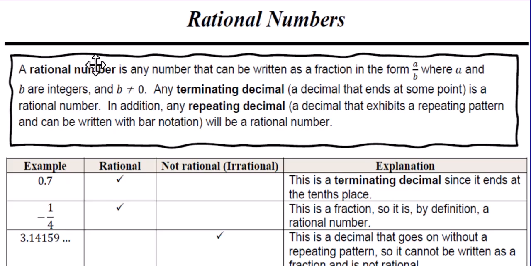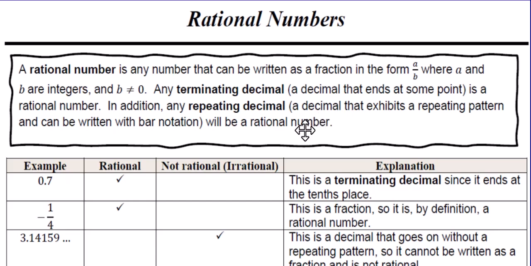A rational number is any number that can be written as a fraction in the form a over b, where a and b are integers and b is not equal to 0. We cannot divide by 0. Any terminating decimal, that's a decimal that ends at some point, is considered a rational number. In addition, any repeating decimal, a decimal that exhibits a repeating pattern and can be written with bar notation that we'll review here, will also be a rational number.